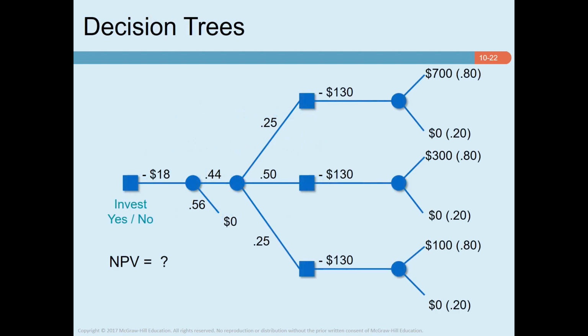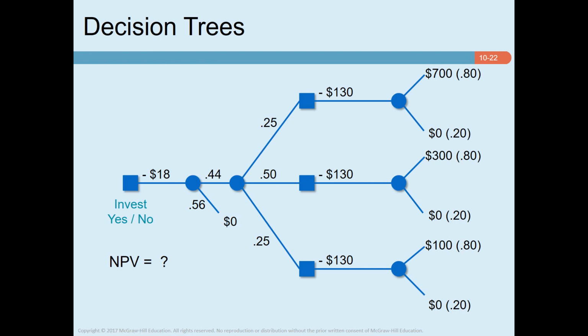Now, this is an example of a decision tree. This is a decision tree about pharmaceutical research and development. A candidate is a drug that requires an $18 million investment for phase 2 clinical trials. You can see this $18 million investment is required.